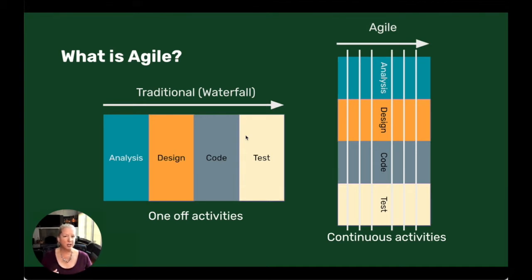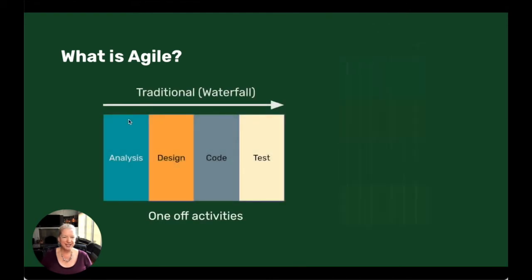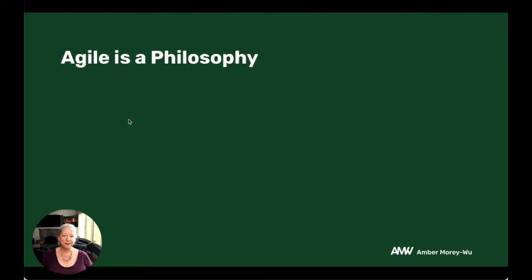waterfall to agile methodologies. So if we jump back in these slides briefly and look at what is agile, it's time boxed. You saw those little time periods. It's iterative. You're delivering something and getting that feedback cycle going. So it builds that software incrementally instead of delivering it all at once at the end like waterfall would. Okay, jumping forward in our slides now.